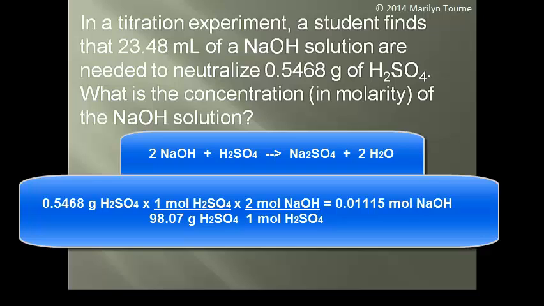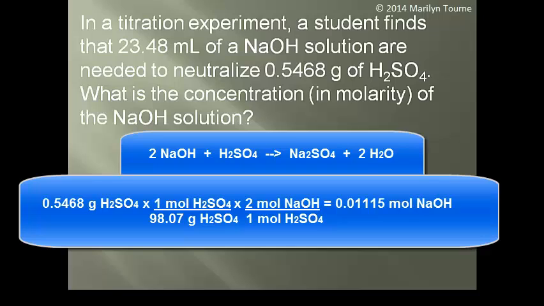Once you go to moles of sulfuric acid, use the mole to mole ratio, just like we've done all through chapter 4, in the balanced equation. So you have 1 mole of sulfuric acid going to 2 moles of sodium hydroxide. Now you're in moles of sodium hydroxide. What is the question asking again? It's asking what is the concentration, the molarity, of sodium hydroxide. Well, guess what? You already are in moles of sodium hydroxide, so the only thing you would need to find the molarity is the volume, and they give you the volume.